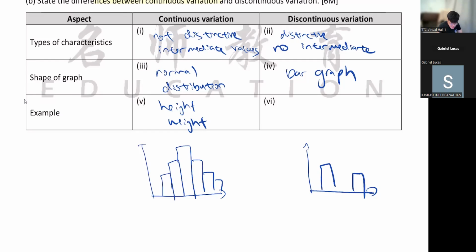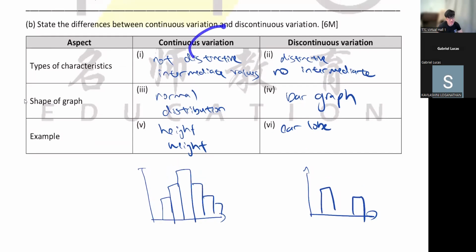This discontinuous is like your earlobe. Earlobe is either attached or free. There's only two. Or blood group. There's only A, B, AB, and O. You can even talk about your eyelid. There's only single eyelid and double eyelid. So really easy.